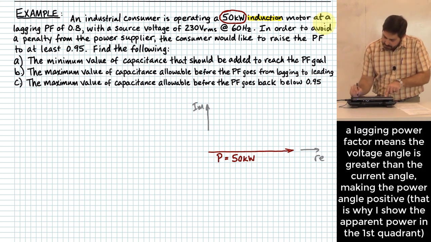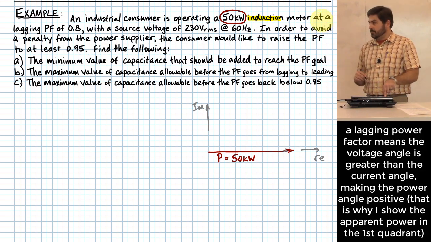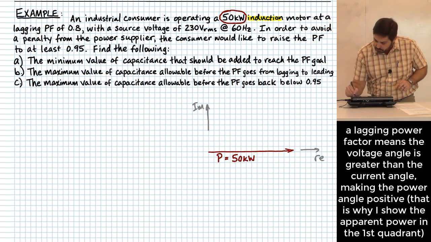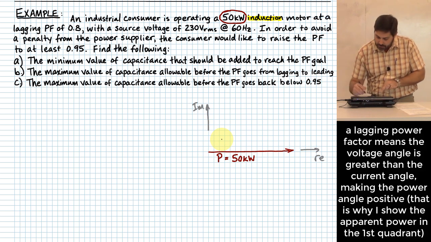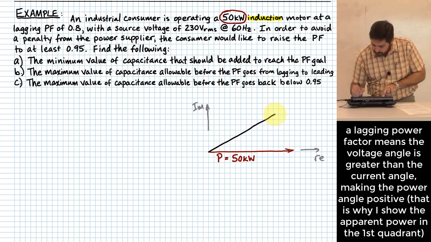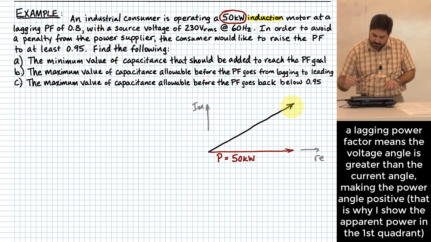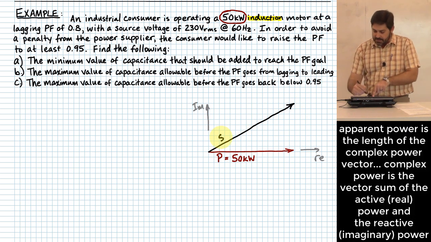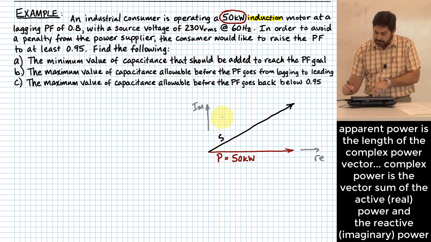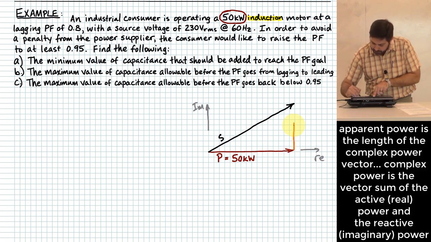All right, it also says that it has a lagging power factor of 0.8. So what I'd like to show you here is what that means. The apparent power that this motor is going to be absorbing can be represented with another vector that comes up like this. We can call this length S. And the reason it does that is that the total apparent power that it is absorbing is the real portion of the power, the 50 kilowatts, plus the reactive power.